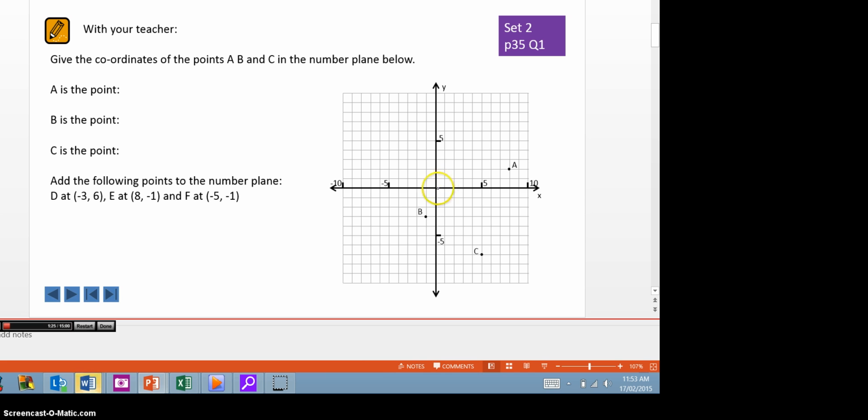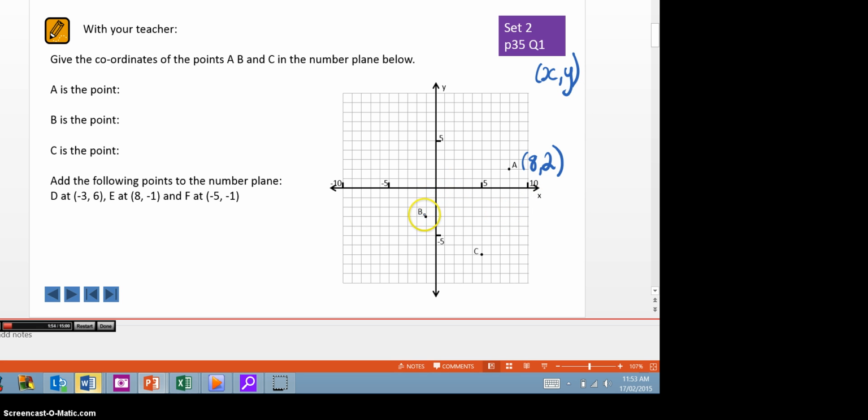So going back to our rules, starting at the origin, we're going to look at A first. We're going to go along our x-axis to position 8, and then we do our y coordinate, which is up, positive 2. Okay, so we write that in brackets 8, 2. So we always do our x coordinate before our y coordinate.